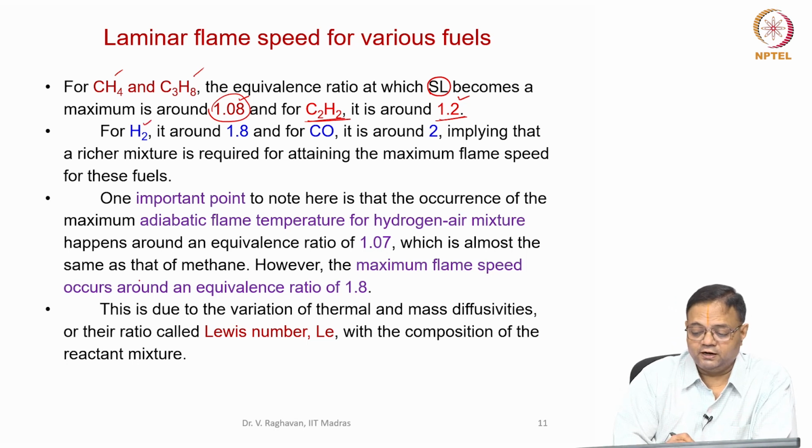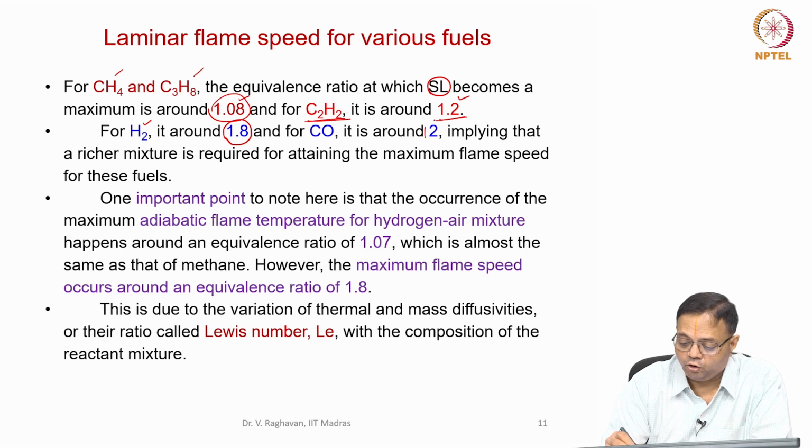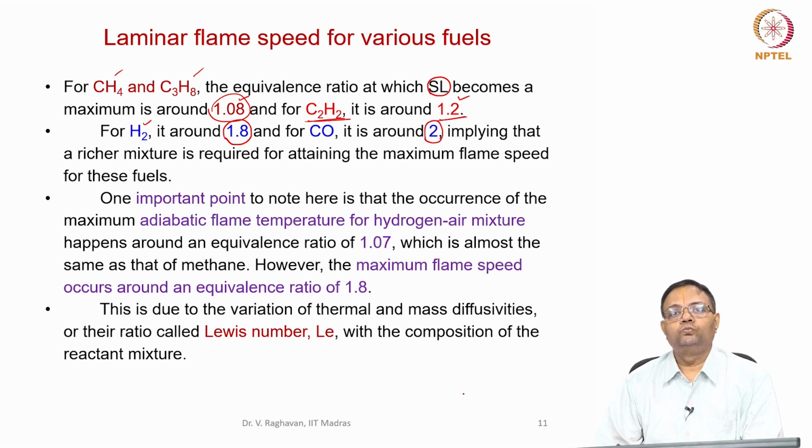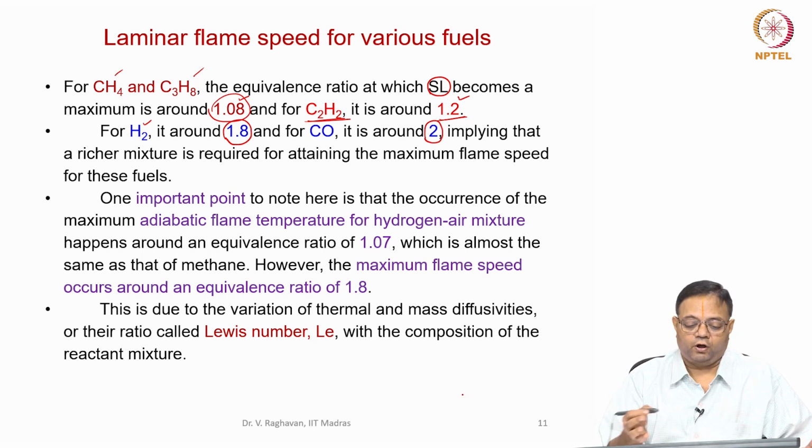Now, taking hydrogen, the maximum flame speed occurs at an equivalence ratio of about 1.8, further shifted to the richer side. For CO, it is also around 2. That means a richer mixture can attain maximum flame speed for H2 and CO.